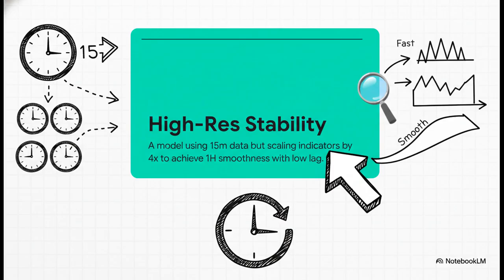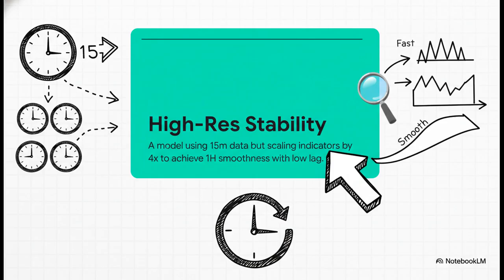Here's the trick. The system pulls in that fast 15-minute data, but it mathematically stretches its indicators. So, for example, instead of calculating a 20-period moving average on a 1-hour chart, it calculates an 80-period moving average on the 15-minute chart. What you get is an indicator that has the smoothness of a 1-hour view, but it updates with the speed of a 15-minute chart.